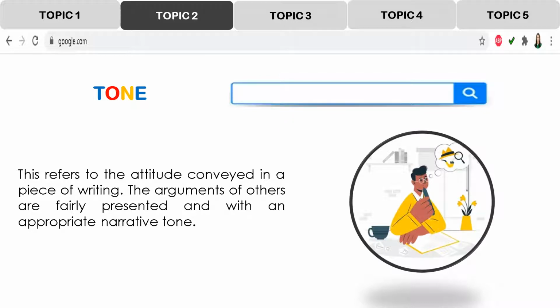Let's move to the second one, the tone of an academic text. This refers to the attitude conveyed in a piece of writing. The arguments of others are fairly presented and with an appropriate narrative tone. The tone of an academic text is formal and professional.